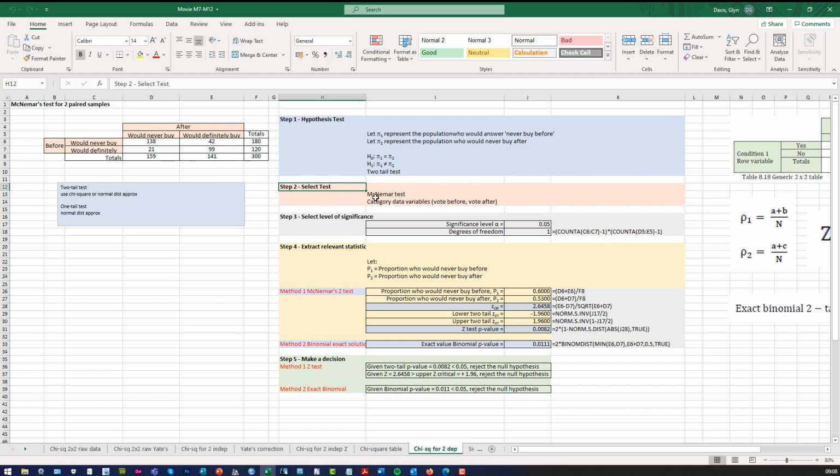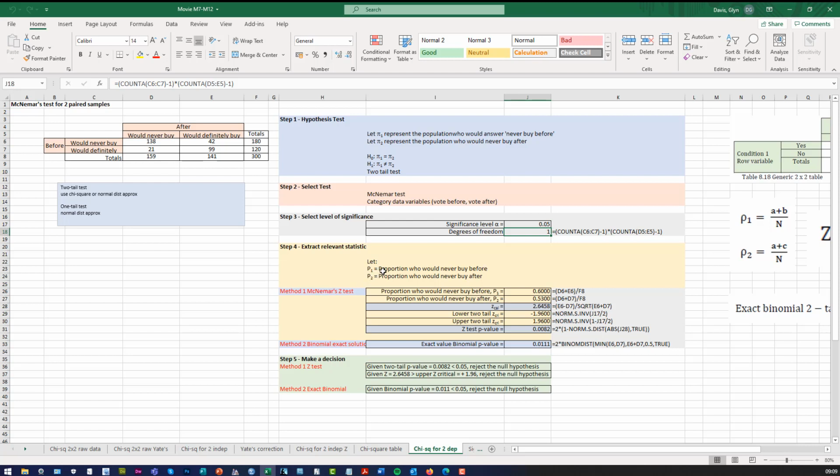Okay, so because these numbers are dependent on before and after, as you can see there, we're going to use the McNemar test. We've got category data, vote before, vote after, and we actually have frequency counts. Step 3 is to state the significance level. We're going to take a 5% significance level. If you were going to perform the McNemar chi-square test, then you would need degrees of freedom, etc., to calculate the critical values. So we're going to extract the relevant statistics.